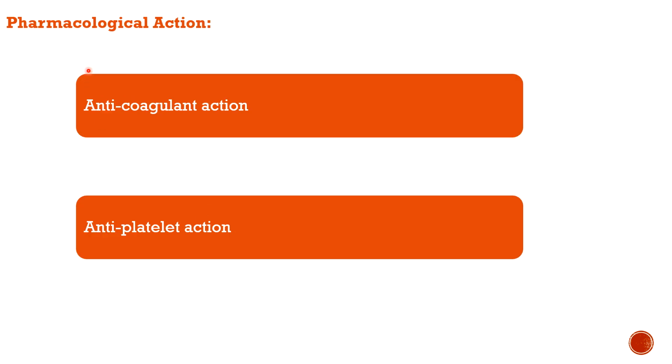Next will be pharmacological action. The very first one will be anticoagulant action. So warfarin, by inhibiting vitamin K synthesis, inhibits the clotting factors and reduces the coagulation. Second one will be antiplatelet action, by inhibiting the platelet action, meaning reducing the coagulation by inhibiting the platelets.